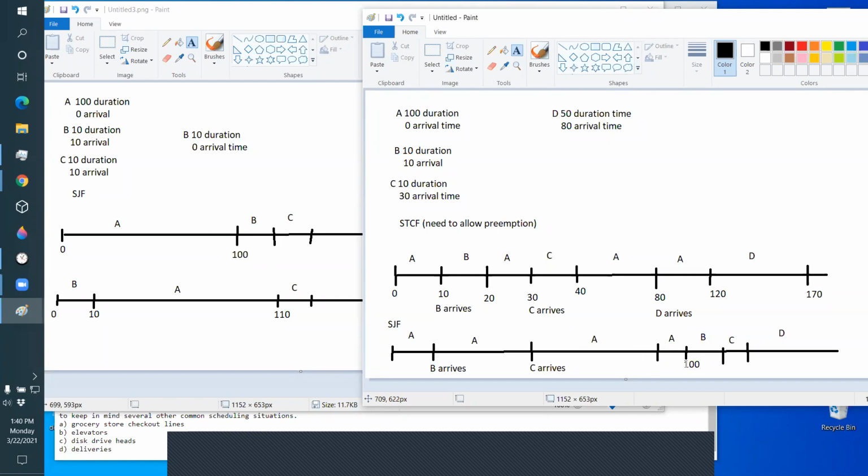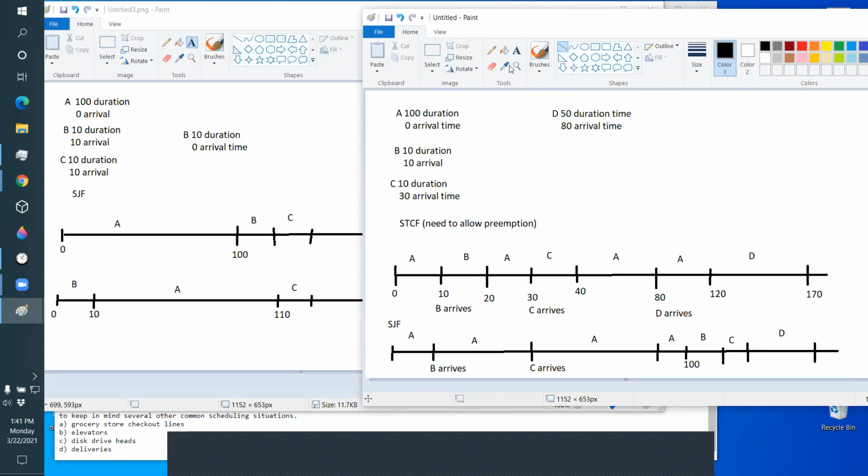Then when A is done, now we can use shortest job first, and we say, okay, we have B, C, and D to run. Well, B and C are the shortest, so we just give them an arbitrary order. Do B, then do C, and then do D afterwards. We'll still be done at the same time here, at time 170. So that's shortest time to completion first. Now, if you actually work this all out, you'd find out that this gives you a better average turnaround time than this one.